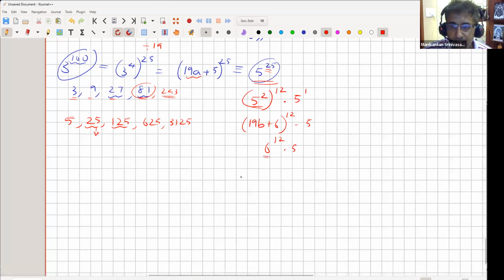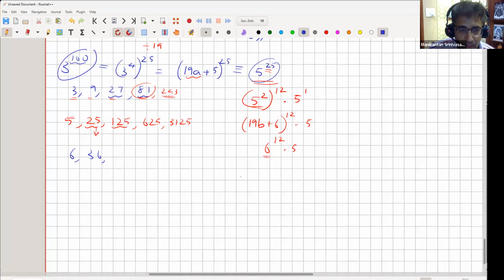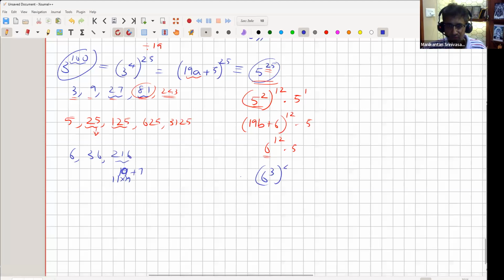So for powers of 6, I can start: 6, 36, 216. Okay, so 216 is fairly close. So this is when you divide by 19. 19 ones are 19, 19 plus 7. So 11 times 19 is 209 plus 7. So this can be replaced as 6 power 3 whole power 4, and 6 power 3 is some 19 times some number c plus 7.